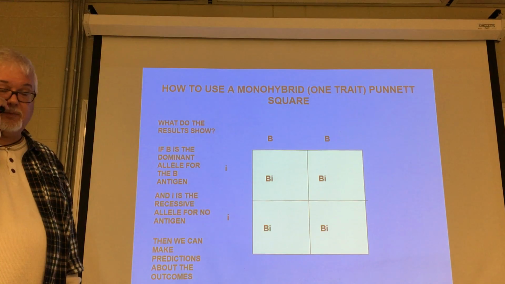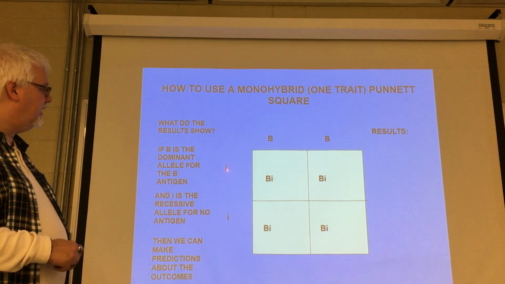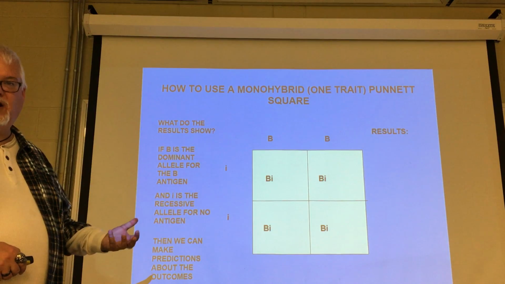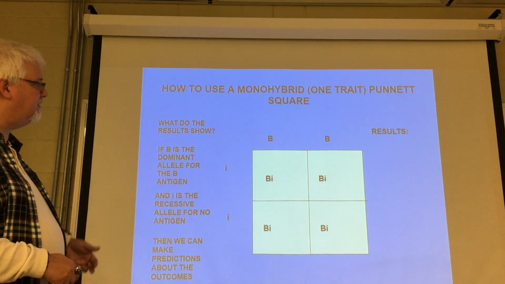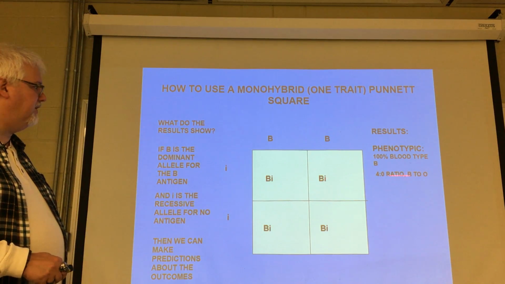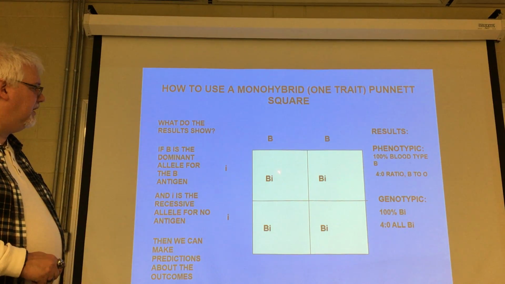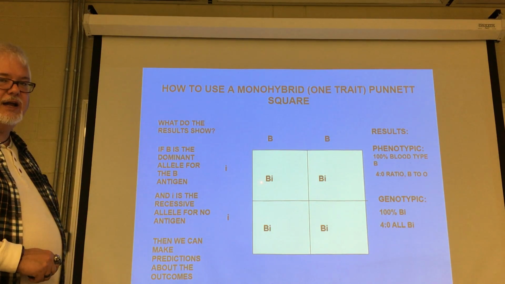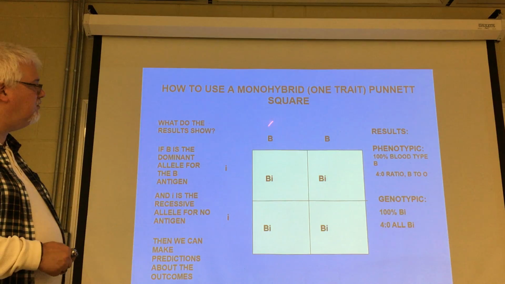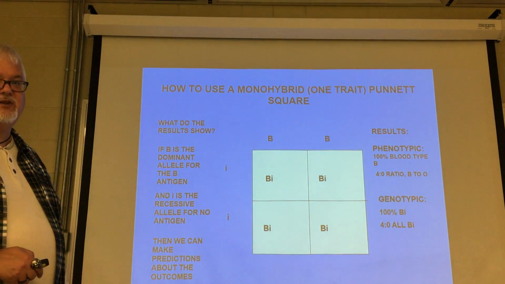So we can start to make predictions about outcomes. And this is the important thing to understand. These are predictions. If this mother and this father conceive a child, this is simply outlining the blood type that that child may or will have. In this example, the phenotype is 100% blood type B because you have a 4:0 ratio B to O. Okay? The genotype is also blood type B because you have all of the B and then O, or no antigen, alleles. So this is a very straightforward outcome. But keep in mind, if you deal with somebody who is blood type B, you don't necessarily know if they're heterozygous or homozygous in this instance.